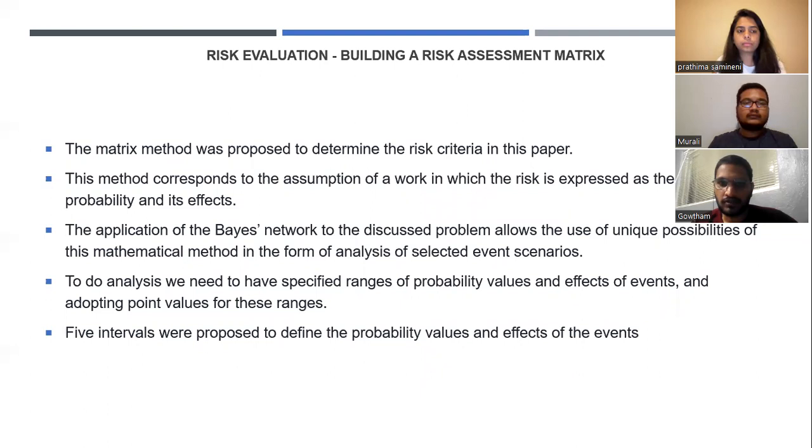So first, we are going to discuss a risk assessment matrix. This matrix method was proposed to determine the risk criteria in this paper. The method corresponds to the assumption of the work in which the risk is expressed as the product of probability and its effects. To do this analysis, we need to have specified ranges of probability values and effects of events, and adapting point values for these ranges. There are different types of risk assessments which are categorized based on the point values, which will be seen in the next slide. Next slide, please.